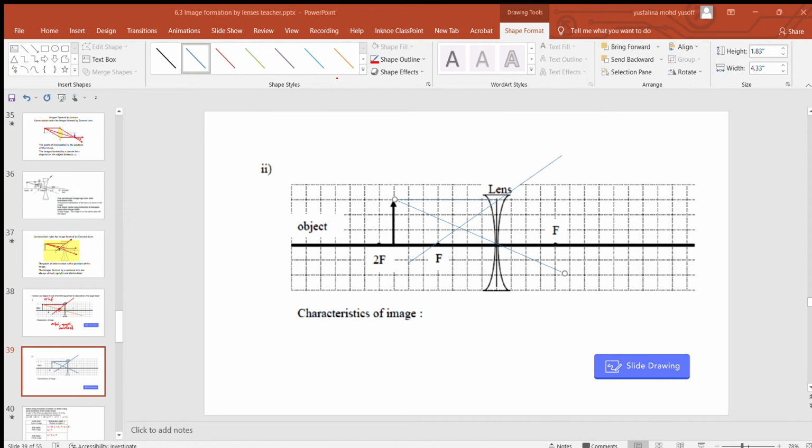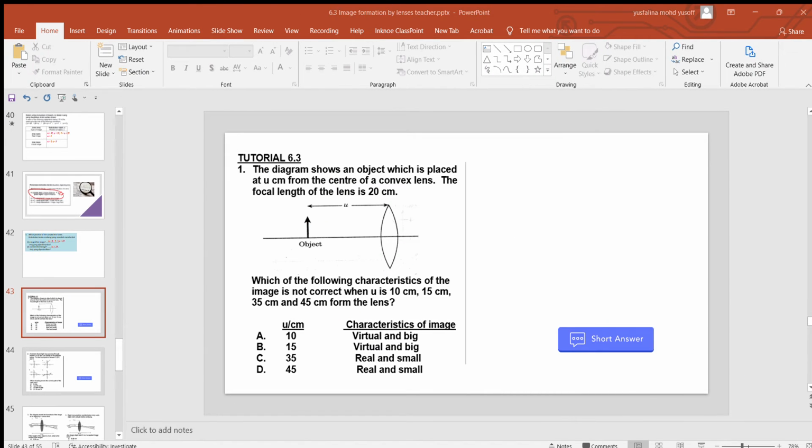This one is for the tutorial. I just want you to answer first, then when the school opens, we will discuss it. I want to move on to the next one, the thin lens equation. This is the experiment, but I'm not sure we can do the experiment because it needs to be done in a dark room.